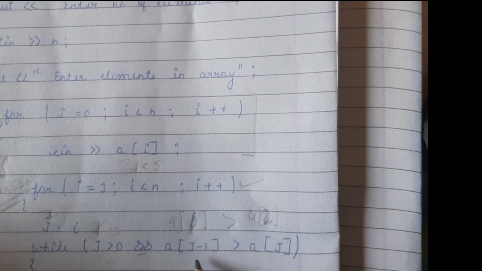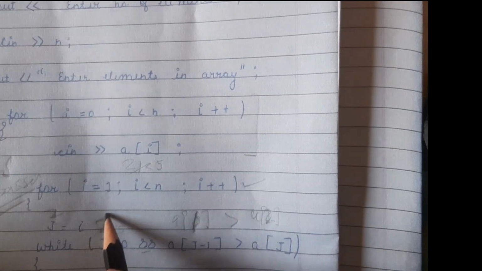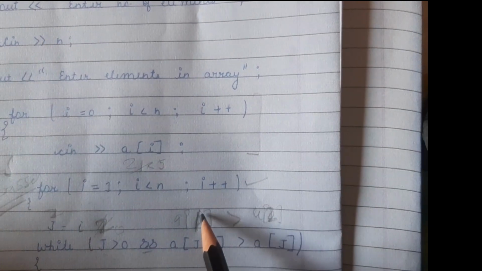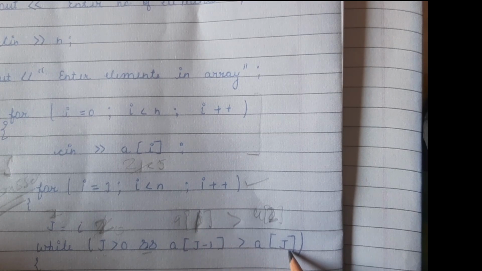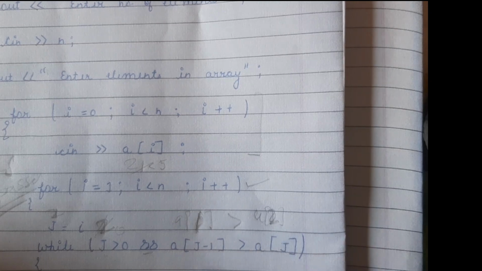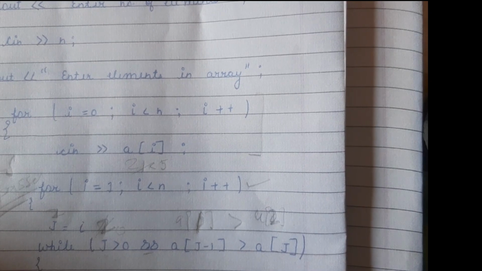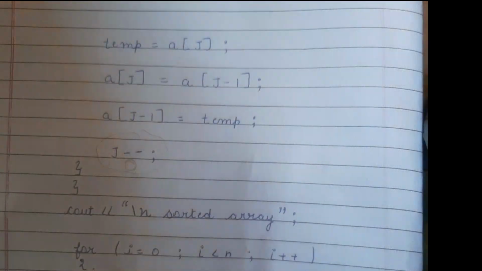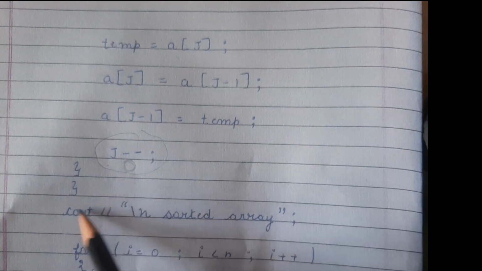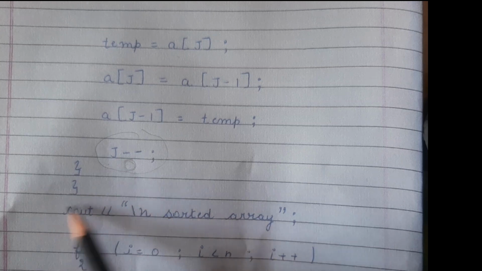So after this, a of j minus 1 becomes 0. A of 0 is compared with a of 1. Okay, so in this way, using this while loop, all the previous elements are compared. So after completing both loops, the elements are in sorted order.